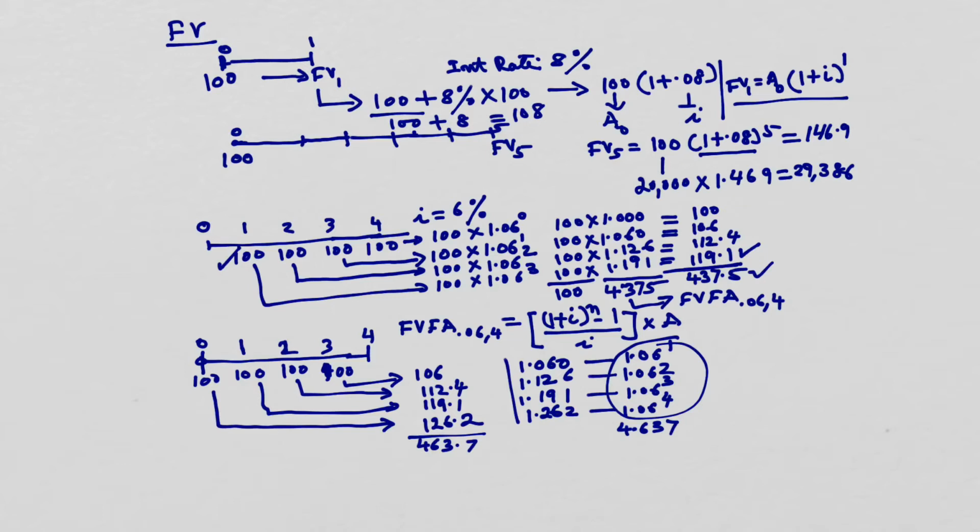Now this particular case, when you have upfront deposit or payments, that is from the very beginning, is called annuity due. So this is annuity due. This is simply called annuity. This example is of annuity, and this example is of annuity due.